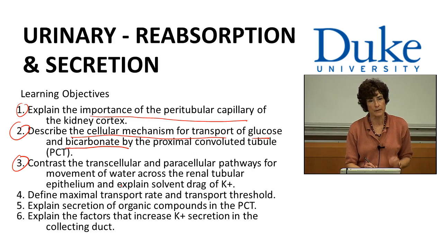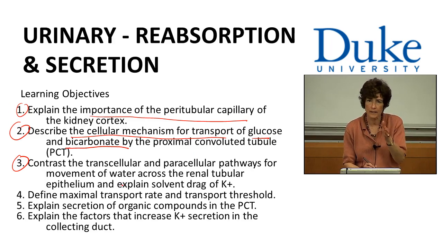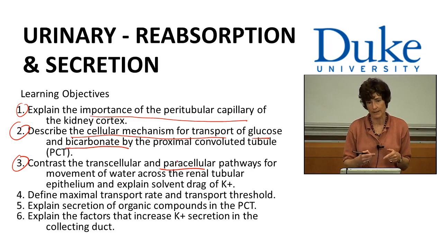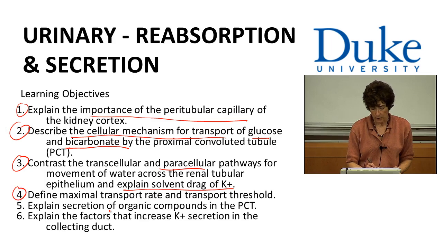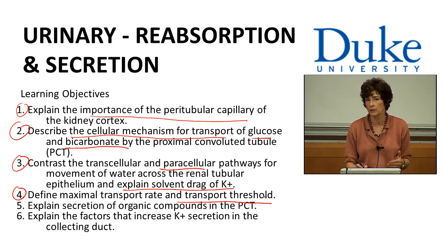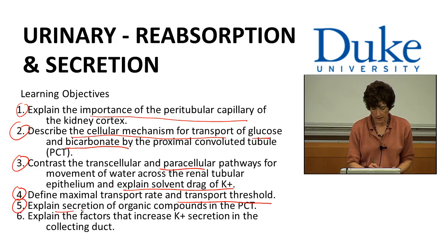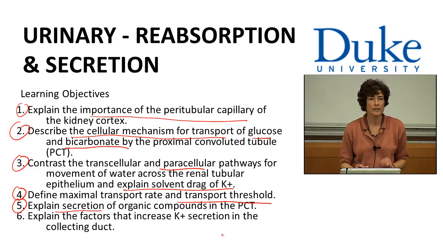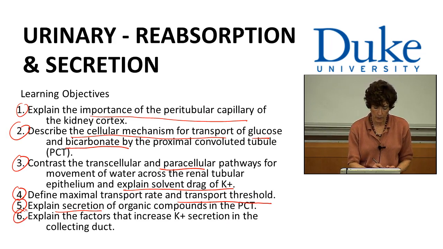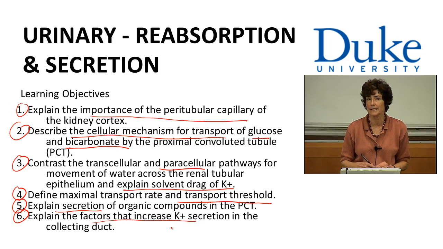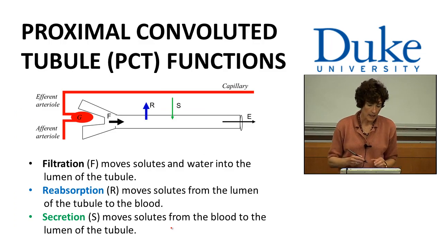Third, we want to talk about the transcellular transport, that is the movement across cells versus movement between cells, the paracellular pathways. And this is the way that water will move across this particular region of the kidney. And we'll also talk very briefly about the solvent drag of potassium. Fourth, we will define the maximum transport rate and the transport threshold for items that are using transporters. And five, we'll consider secretion, only very briefly, and particularly secretion of potassium, again, very briefly.